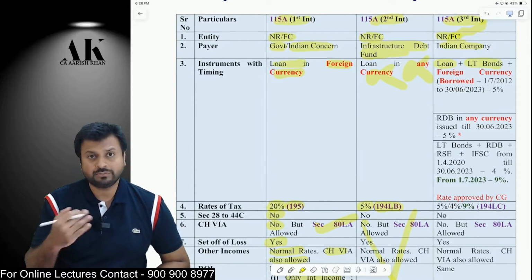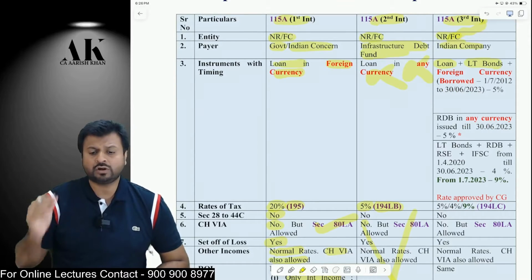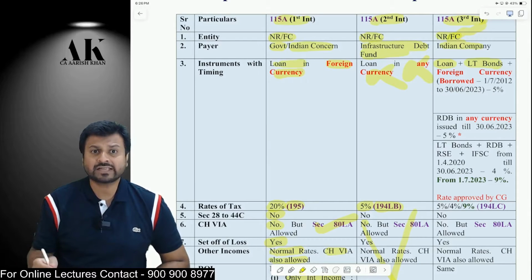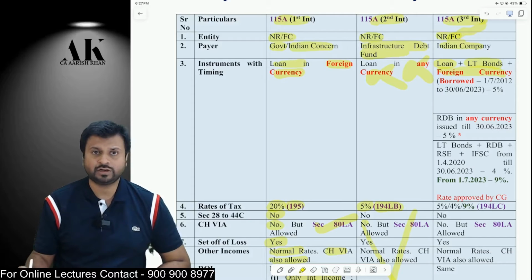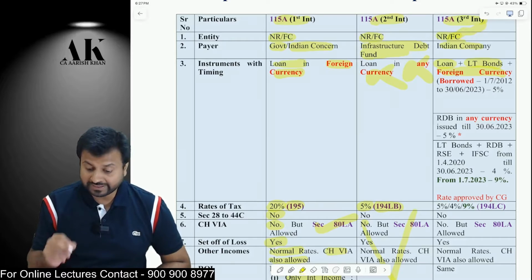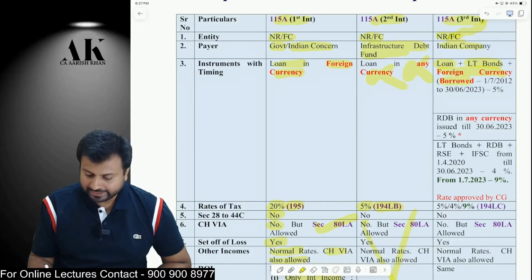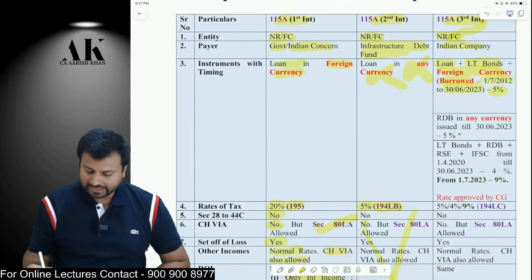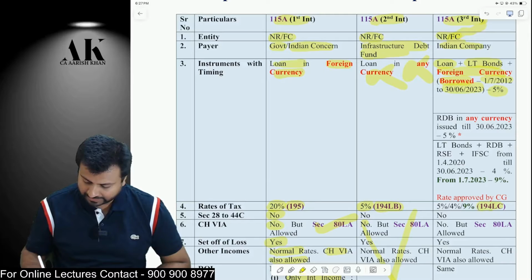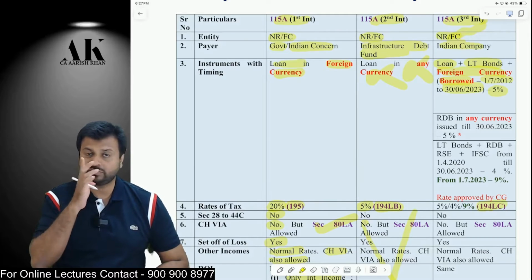They are buying long-term bonds. Whose long-term bonds? Indian companies' long-term bonds they are buying. Okay. And in which currency they are buying? They are buying in foreign currency. Very important aspect. They are buying in foreign currency. The bonds are issued in foreign currency, loans are borrowed in foreign currency, and it is borrowed between this period. There is a period for borrowal. It is borrowed on or after 1st July 2012 till 30th June 2023. Then the tax rate is just 5% and the TDS will be deducted under 194LC. How much percent? The tax rate is only 5%.